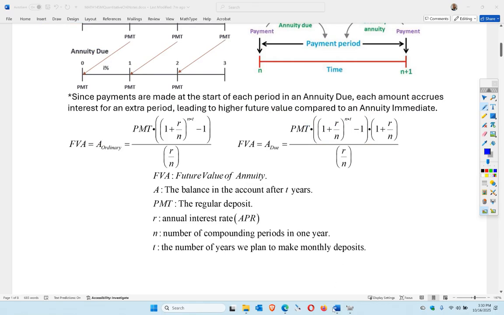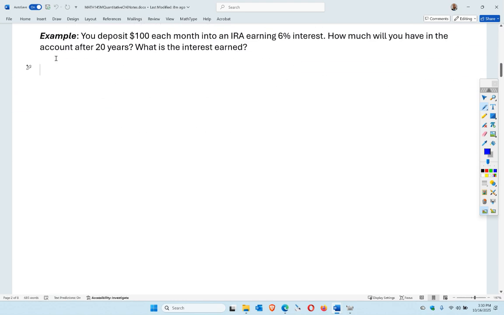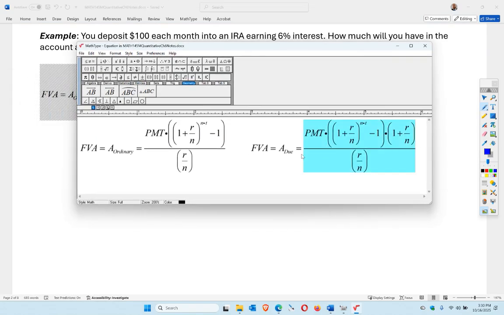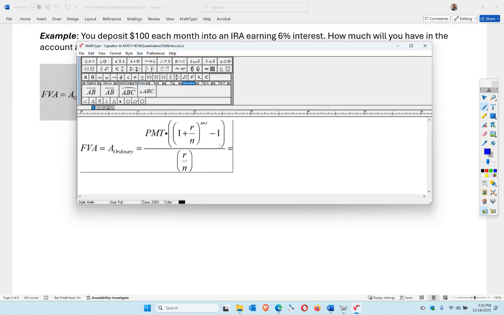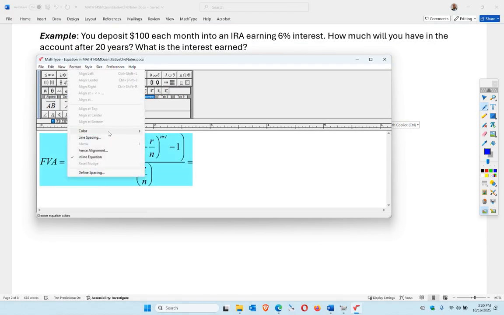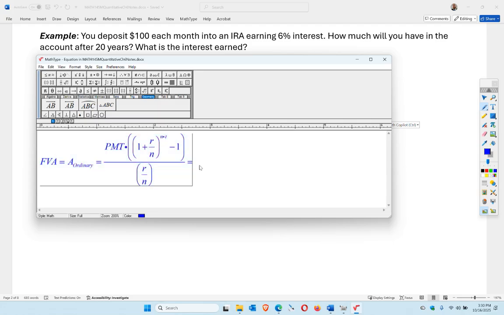Okay, so what we're going to do here is copy this formula to the next page and do a problem. I'm going to get rid of the due one and keep the ordinary one. We're going to do an IRA, which is kind of an ordinary annuity, but not really, but it works for what we're doing. You deposit $100 every month into your IRA and earn 6%. This is continual deposits, unlike a CD like we did in the compound interest chapter. How much do you have in the account after 20 years, and what is the interest earned?